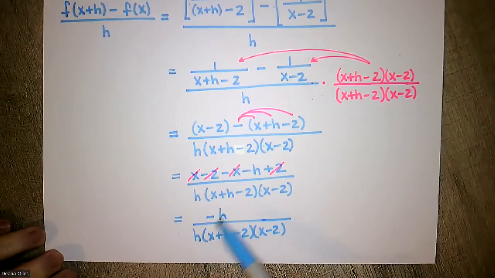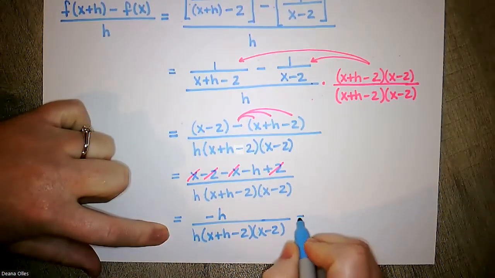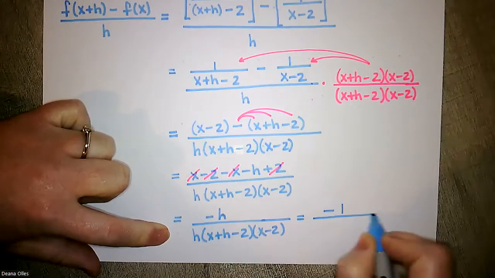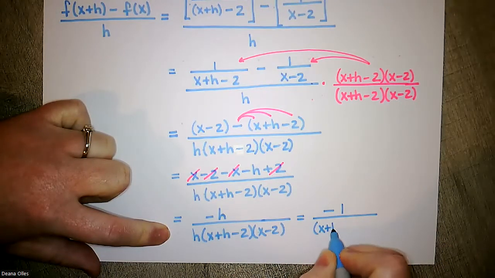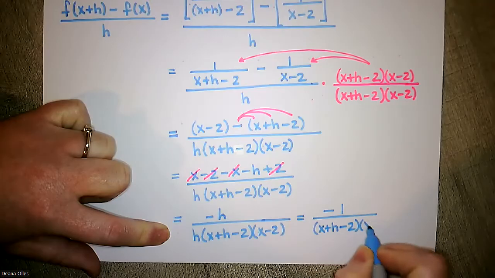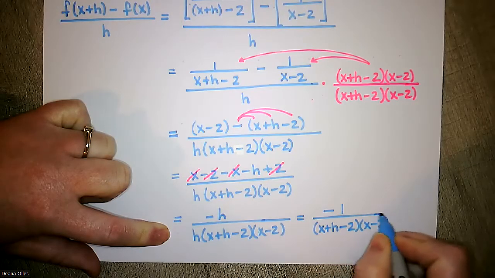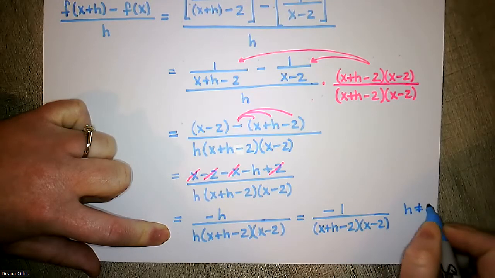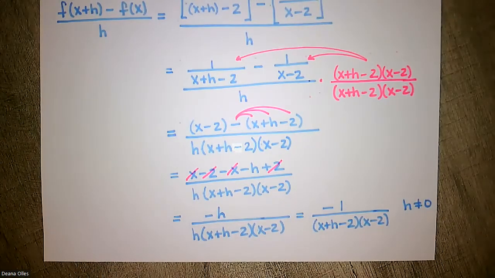Again, we have the ability to cancel the h's as long as we say that h is not equal to 0 here. And so our simplified form is going to be negative 1 over the quantity x plus h minus 2 times x minus 2. So these are 3 of many different things that could happen when we're finding derivatives using the difference quotient, but these are the 3 that you'll definitely need for the first few days of this discussion.